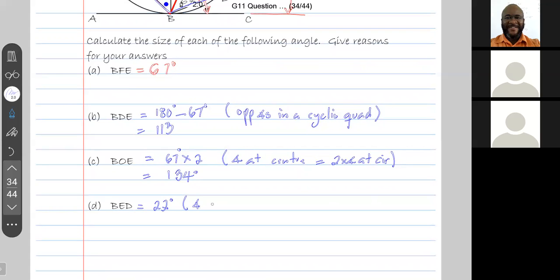Angle between tangent and chord is equal to angle in alternate segment.